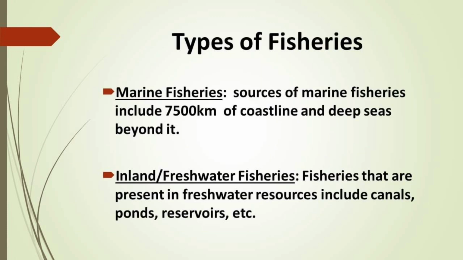We have types of fisheries, which are marine fisheries and inland freshwater fisheries. The sources of marine fisheries include 7,500 kilometers of coastline and deep seas beyond it.